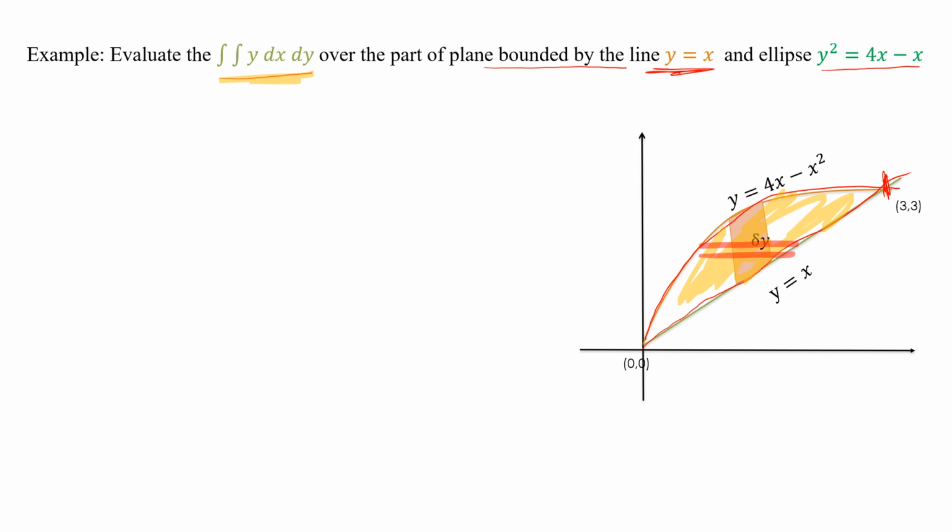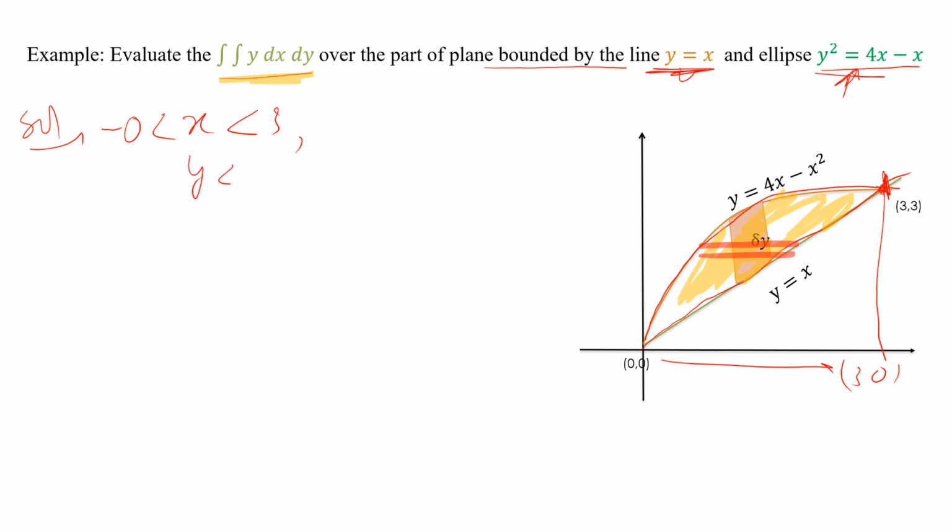So here, what is the limit of x? You can easily find that point. You just substitute y equal to x in that equation, so you get x equal to 3 and y equal to 3. So x varies from 0 to 3, and y varies from x up to 4x minus x cube. In that way you can easily evaluate the integration.